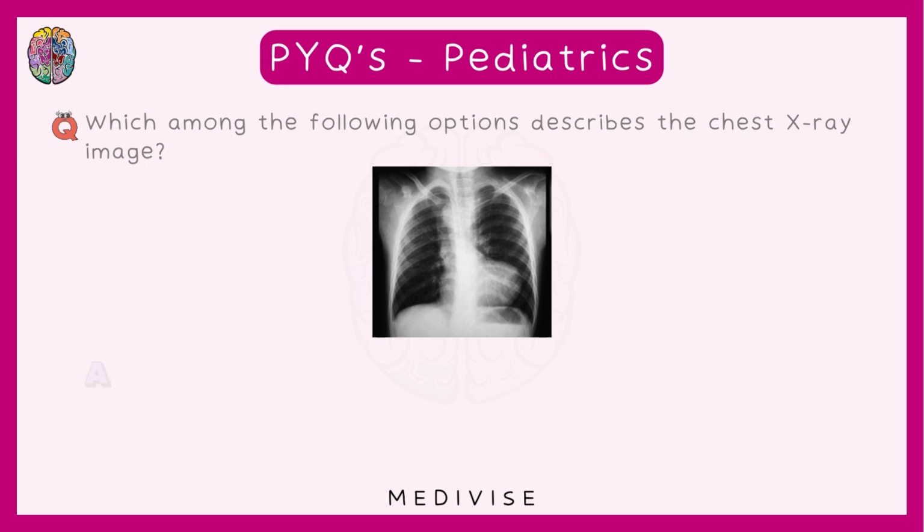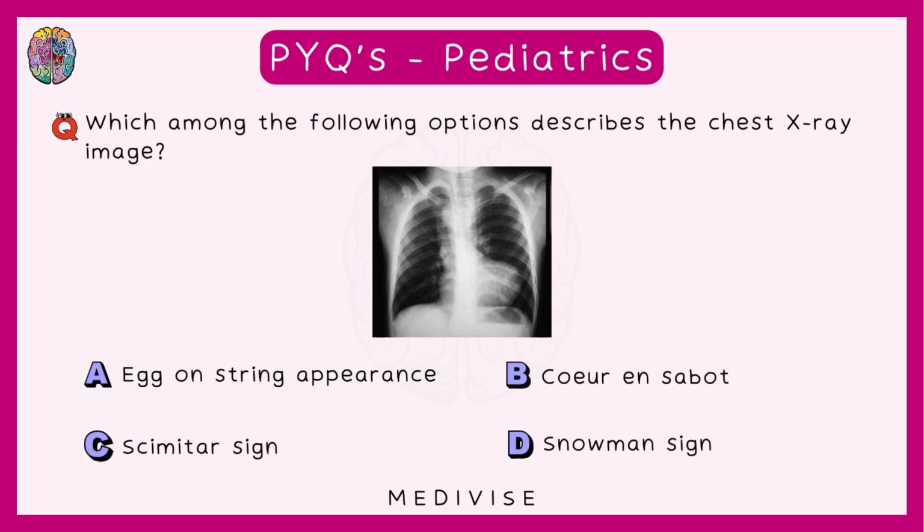Now our final question. Which of the following options describes a chest X-ray image? Egg on string appearance, coeur en sabot, scimitar sign, or snowman sign?